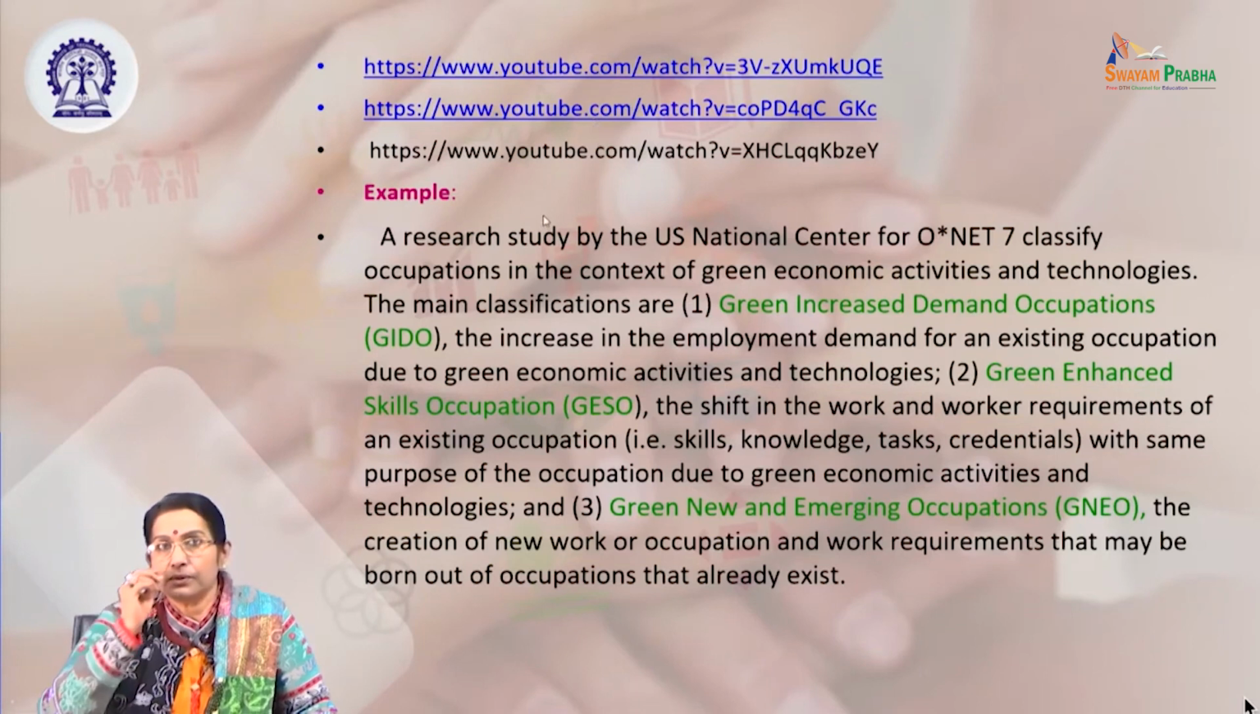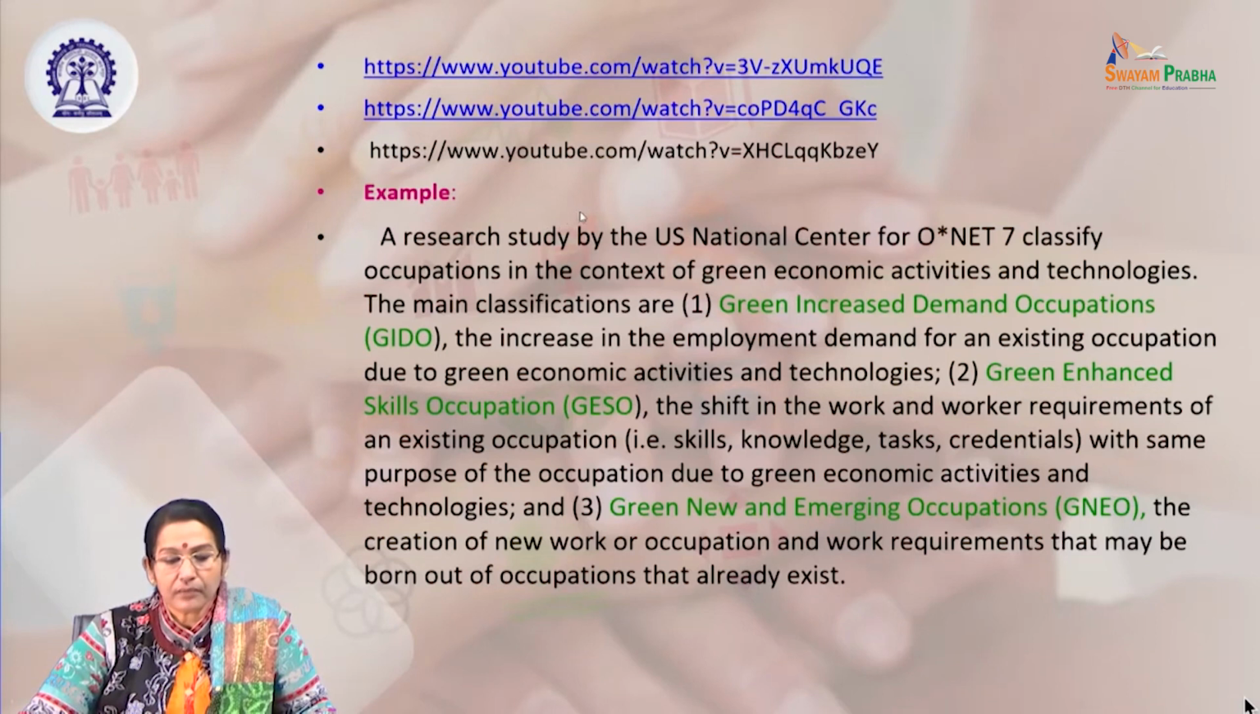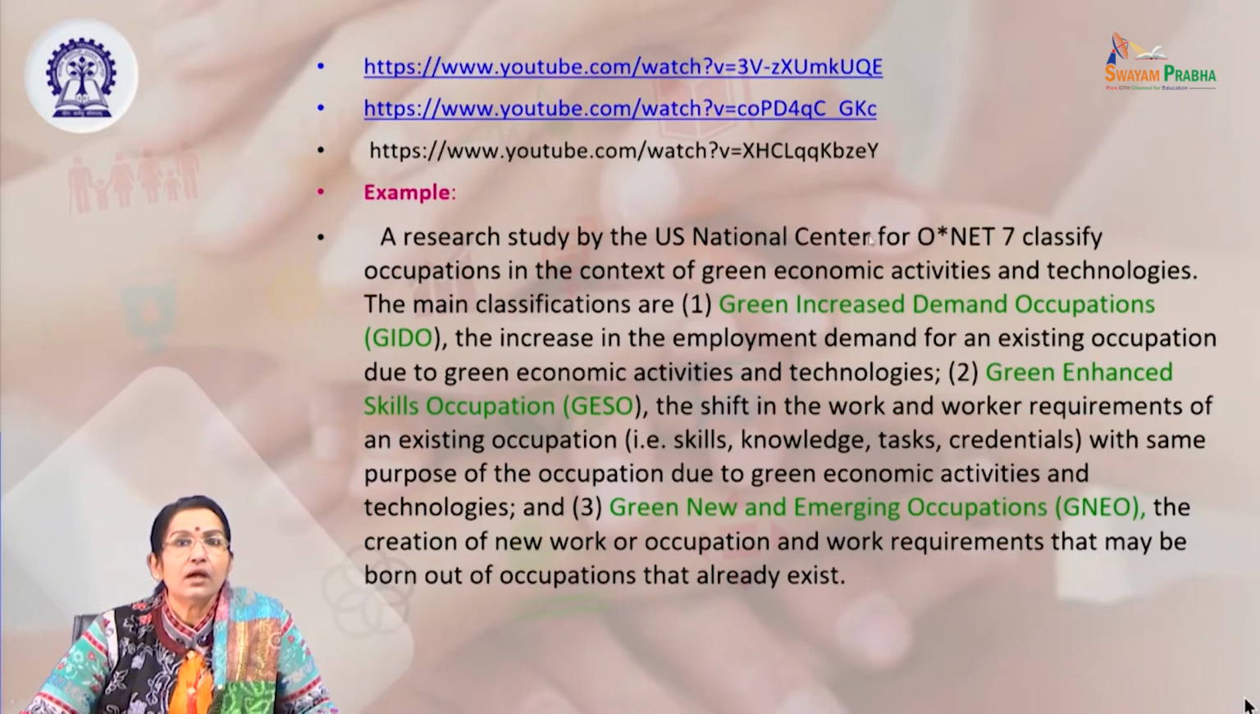You can also go through for the detailed studies. Now, this is an example given here. A research study conducted by the US National Center to classify the occupations in the context of green economic activities and technology. The study has been conducted by the US National Center for O*NET. So, that is how they have approached it, how they have classified it, how they have done it.